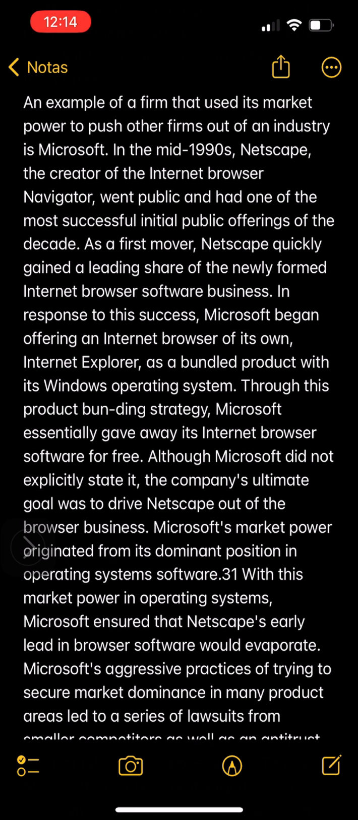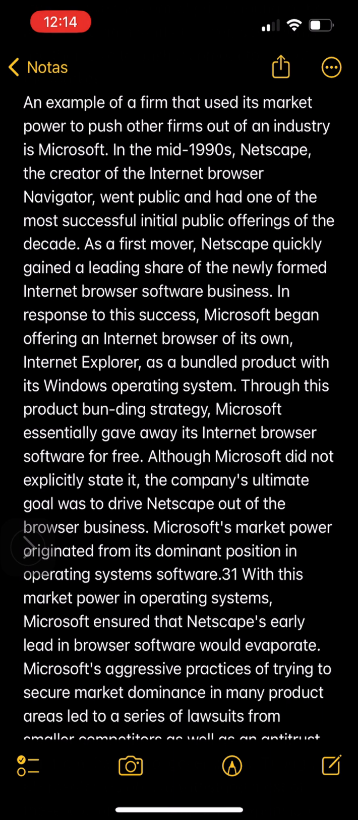As a first mover, Netscape quickly gained a leading share of the newly formed Internet browser software business. In response to this success, Microsoft began offering an Internet browser of its own, Internet Explorer, as a bundled product with its Windows operating system. Through this product bundling strategy, Microsoft essentially gave away its Internet browser software for free. Although Microsoft did not explicitly state it, the company's ultimate goal was to drive Netscape out of the browser business.